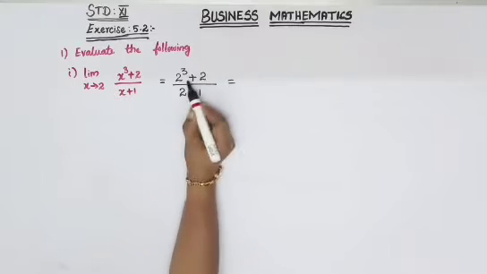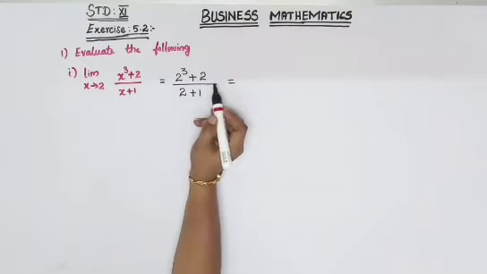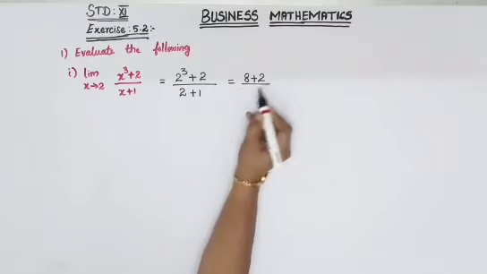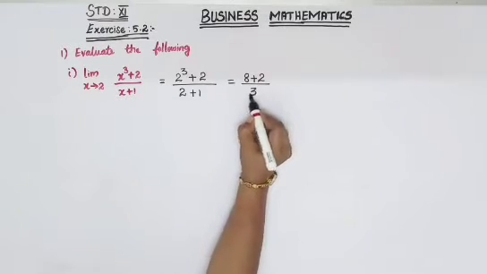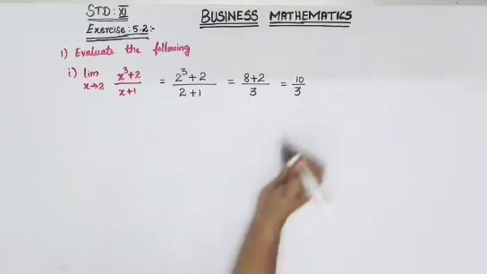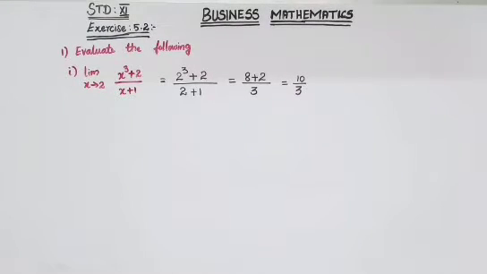So which is equal to 2 cube means 2 into 2 into 2, you will get 8. 8 plus 2 divided by 2 plus 1 is 3. So which is equal to 10 by 3. So this is the answer for your first question, first subdivision.